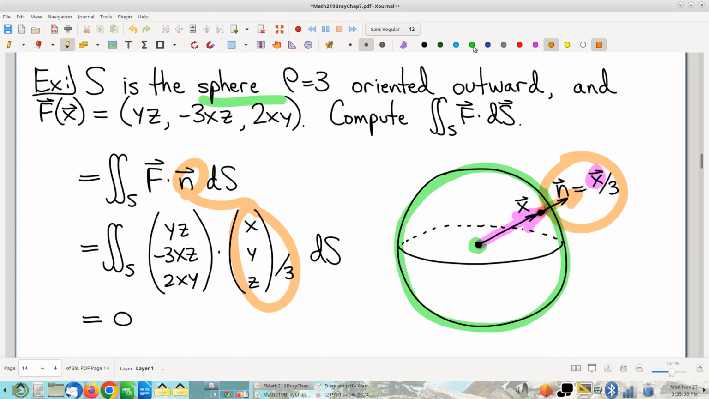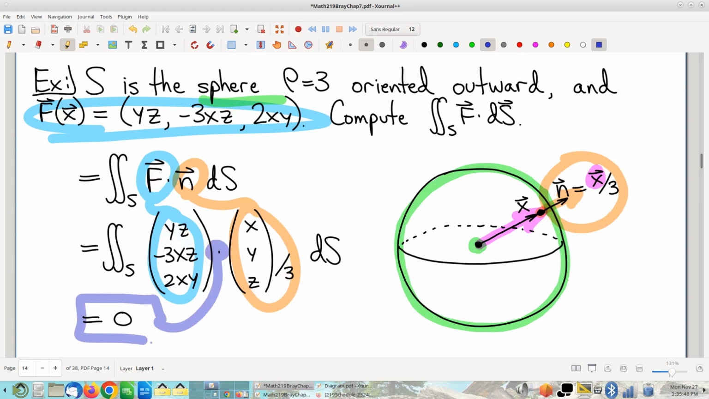The vector field, of course, I still have, and so that vector field I can rewrite like so. And lucky break, as it turns out in this case, this dot product is 0, and we are done. Right? I didn't have to parameterize it. Everybody see how that works? Kind of beautiful.